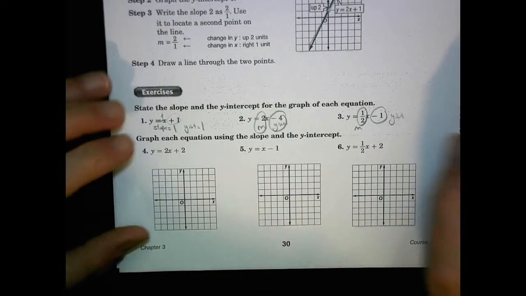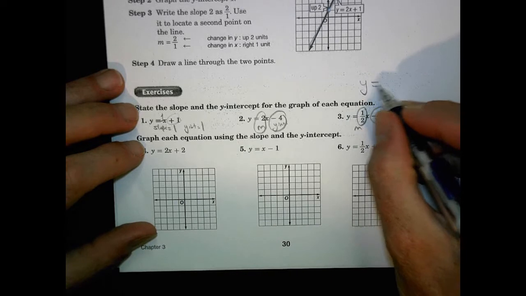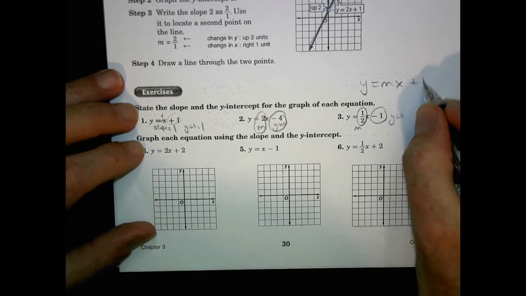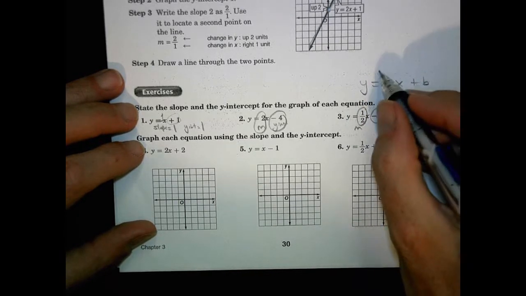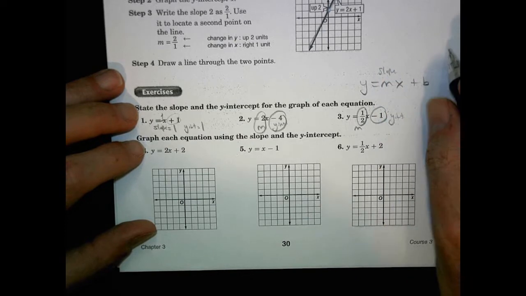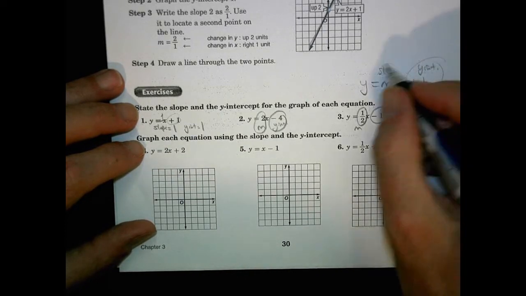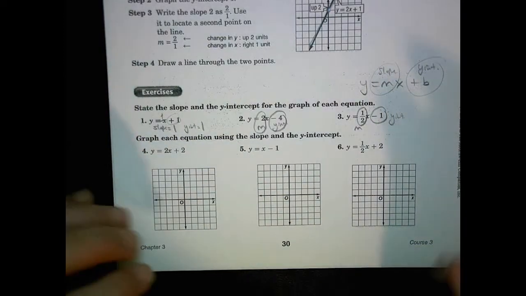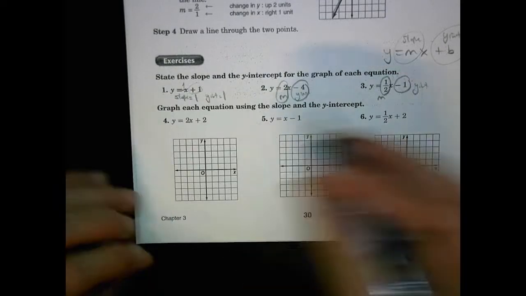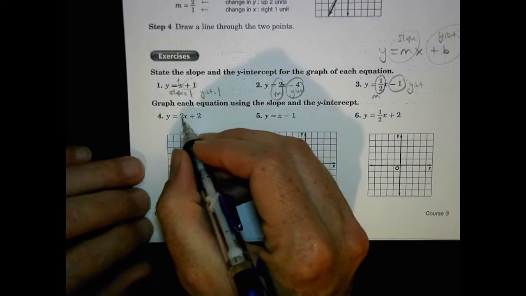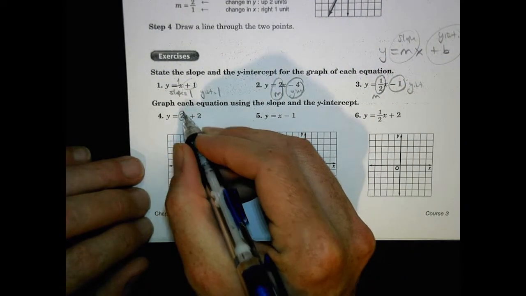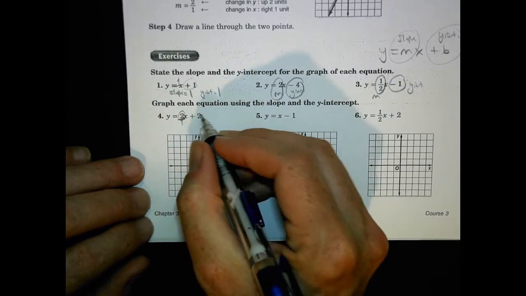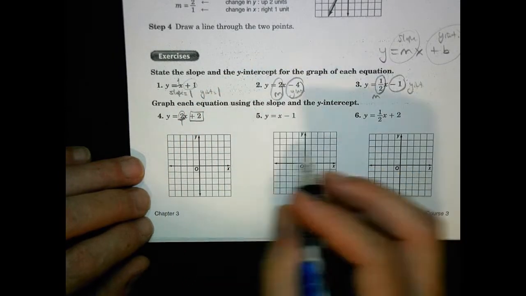If you think of it like this, again, your formula is y equals mx plus b. So m is my slope, and b is my y-intercept. And that's all we're doing, simply identifying which parts belong to which. Now, using the information, we can start to graph things. So here I have a slope of 2, or 2 over 1, and a y-intercept of +2.